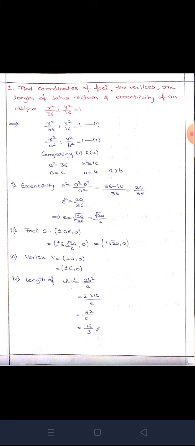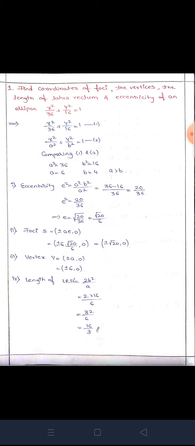So the eccentricity: e squared equals a squared minus b squared divided by a squared. What is the value of a squared? 36 minus 16 divided by 36. You will get 20 divided by 36. So e squared equals 20 divided by 36. What is the value of e? Root of 20 divided by 36. So root 20 keep as it is, and root of 36 is 6. Now you know the values of a and b.